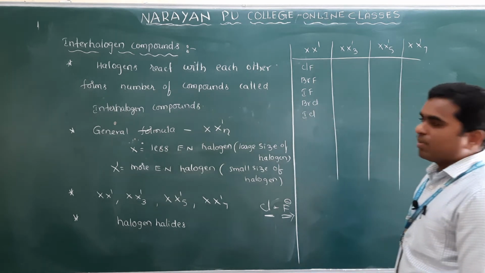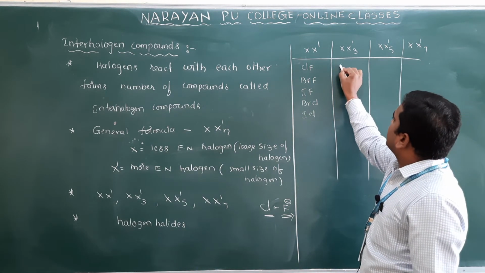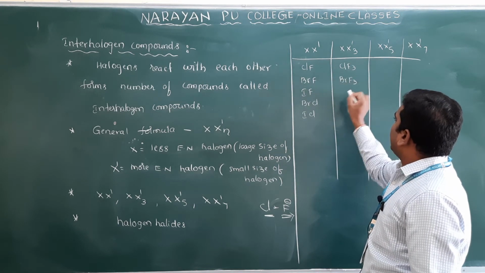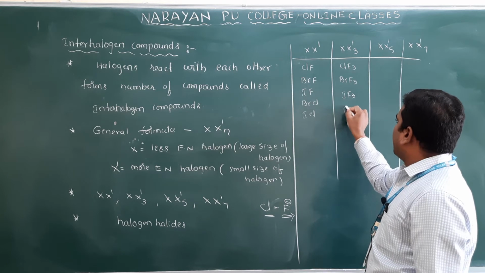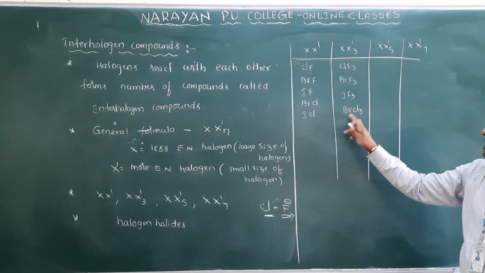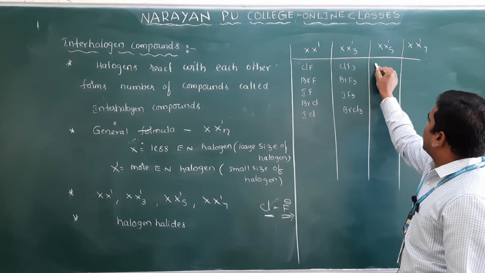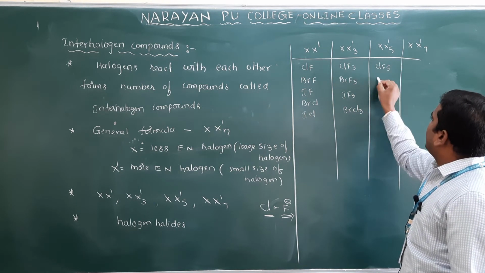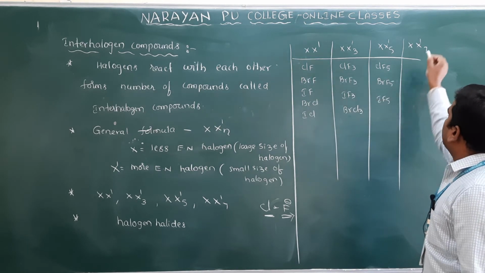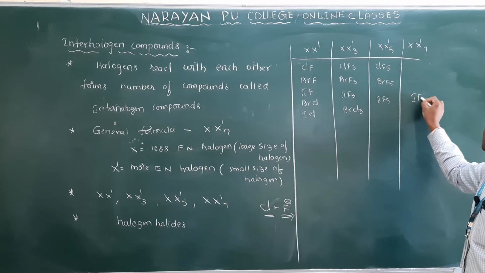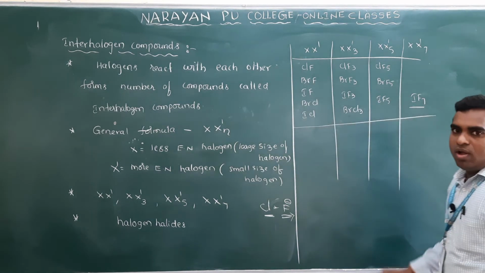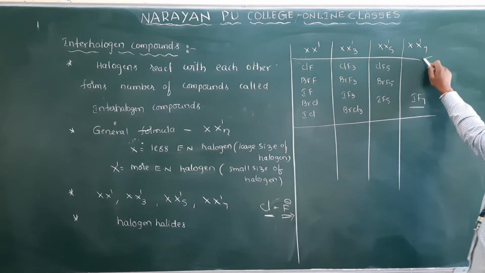These all are examples. For XX-3, shall I write here ClF3, BrF3, IF3 and BrCl. All these are examples. Bromine is large size, chlorine is small. And next, XX-5: ClF5, BrF5 and IF5. These are the examples. XX-7 has only one compound, that is IF7. Iodine only can form the XX-7 type interhalogen.